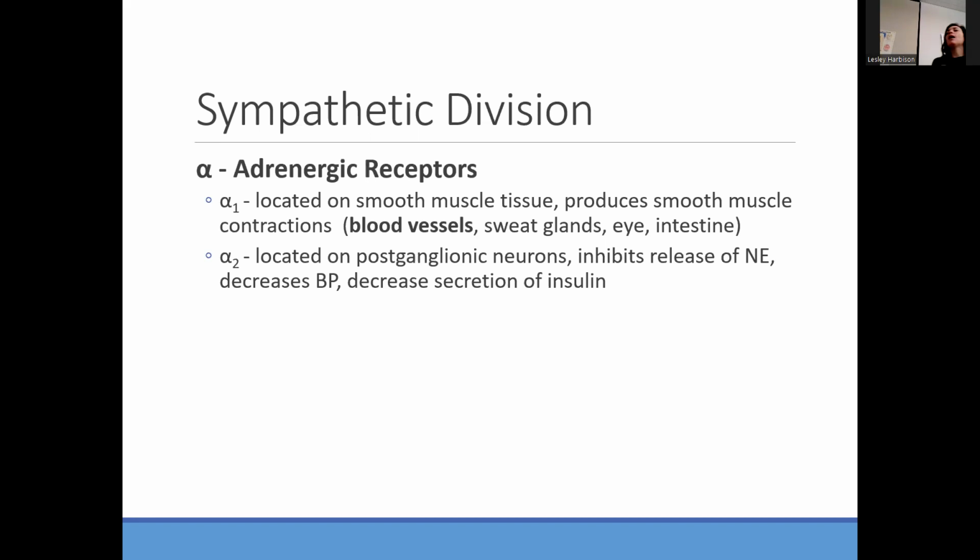Depends. But if it's alpha 2, it's located on postganglionic neurons. It inhibits norepinephrine, so it's going to inhibit the release of that neurotransmitter. That function decreases blood pressure and decreases secretion of insulin. We don't talk about this as much, but there are some specifics when it comes to local anesthetic for alpha 2.